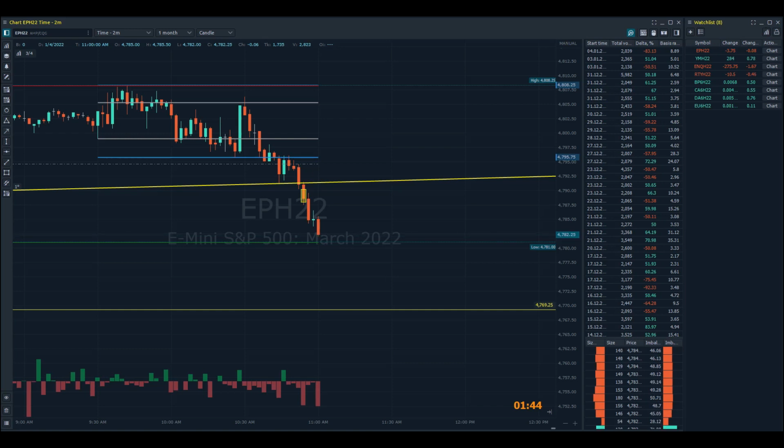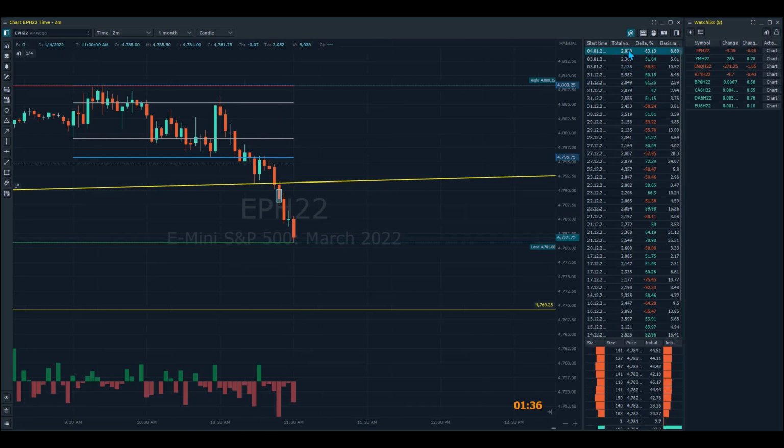All right, so Power Trades just created a block right here. Let's see where that block is. We can look at that block. It's right here, the last block. So total volume 2,039. Delta is negative 83.13, and basis ratio is 8.89.